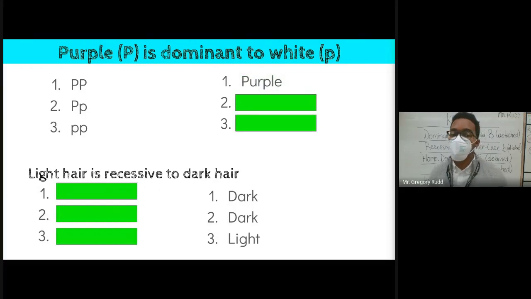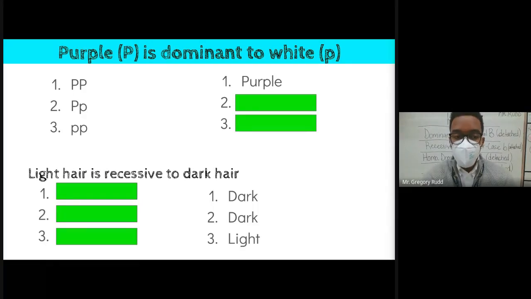What about number two, capital P, lowercase p? That also gives me purple, but that's a little bit confusing. Why does that give me purple? Breon is explaining it to us. He's saying, yes, they are different. I've got one capital P and one lowercase p, which means that it's called what when it's different? Heterozygous.